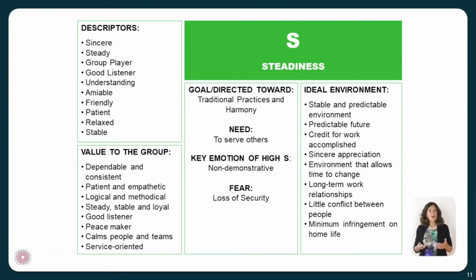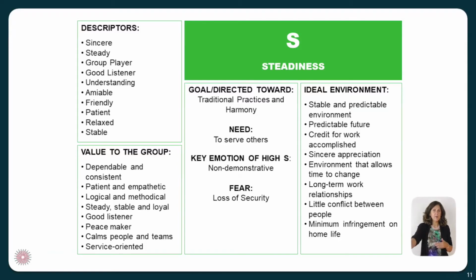The goal for a high S is actually stability. They like to have stability in all forms. They like to have harmony within the team. They like to have stability in not making sudden changes. They don't like change for change's sake. They want to understand why change is happening and then be thoughtful about implementation of change.